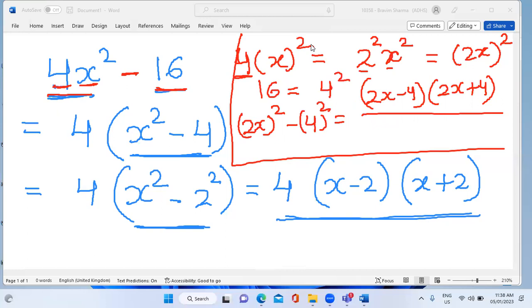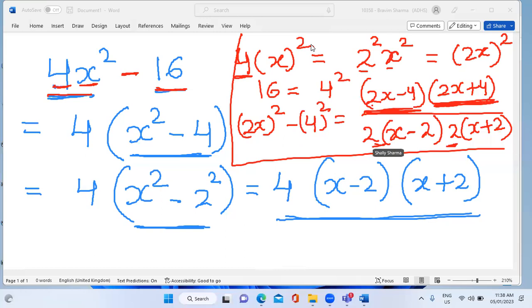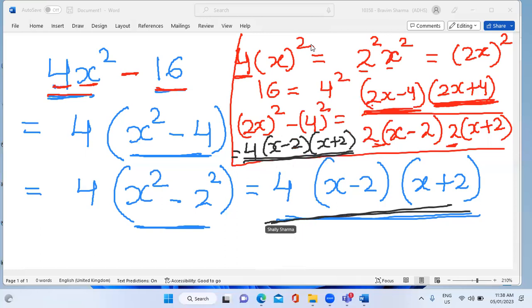So if I see in the first bracket, there is a 2 common number, so I will take it out. So inside will be x minus 2. Again, if I look at the second term, there is again 2 common, so it will be x plus 2. Now we have this 2 and this 2, they all are in multiplication. So I can rewrite this as 2 times 2 is 4, and then (x minus 2) multiplied by (x plus 2). See, you are getting the same answer as before.